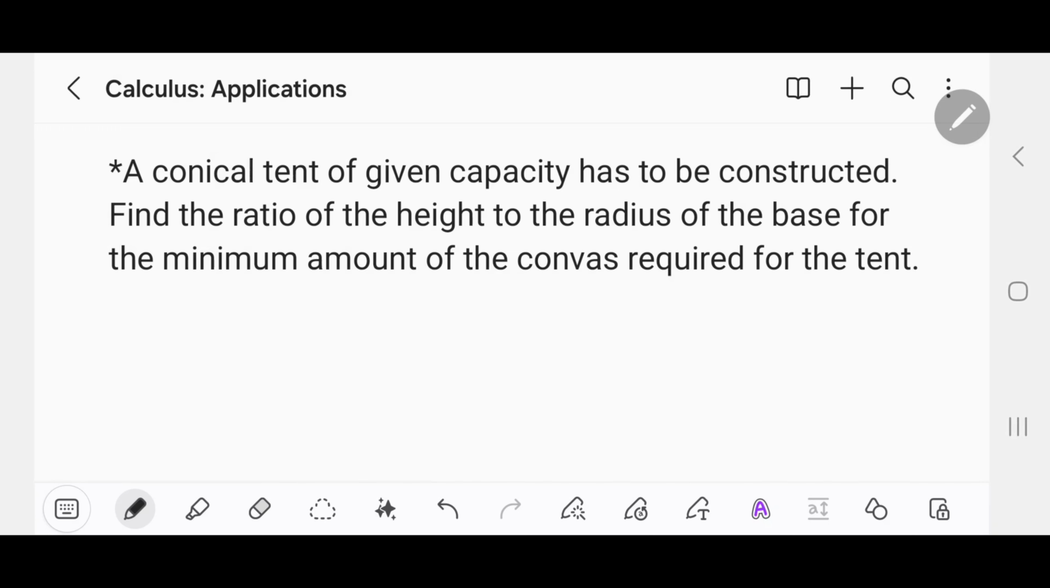We are given this question which says a conical tent of given capacity has to be constructed. Find the ratio of the height to the radius of the base for the minimum amount of canvas required for the tent. That means while making this conical tent, we must use the minimum amount of material. We do not count the material on the floor, just all around the curved surface area of this conical tent.